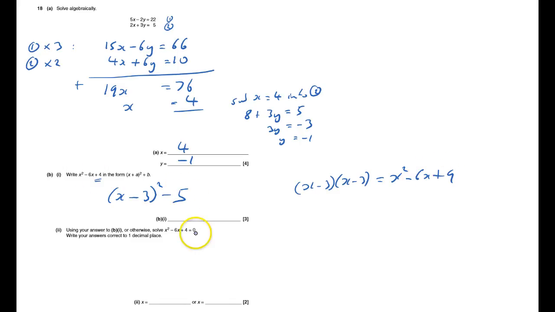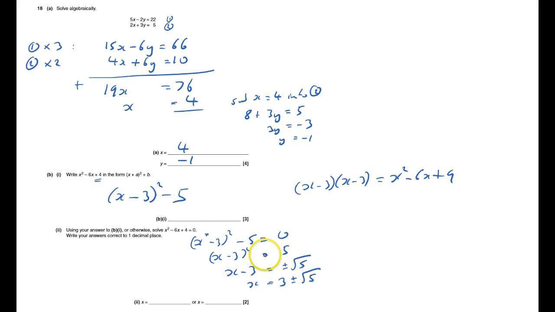And that means I've written that one. And I've got to use this one, or otherwise to solve this equation I will use it, because I rearranged it like that. And so I've now got x minus 3 squared minus 5 equals 0. Add 5 to both sides. X minus 3 squared equals 5. Square root both sides. X minus 3 equals plus or minus square root of 5. And then x equals, add 3 to both sides, 3 plus or minus root 5.